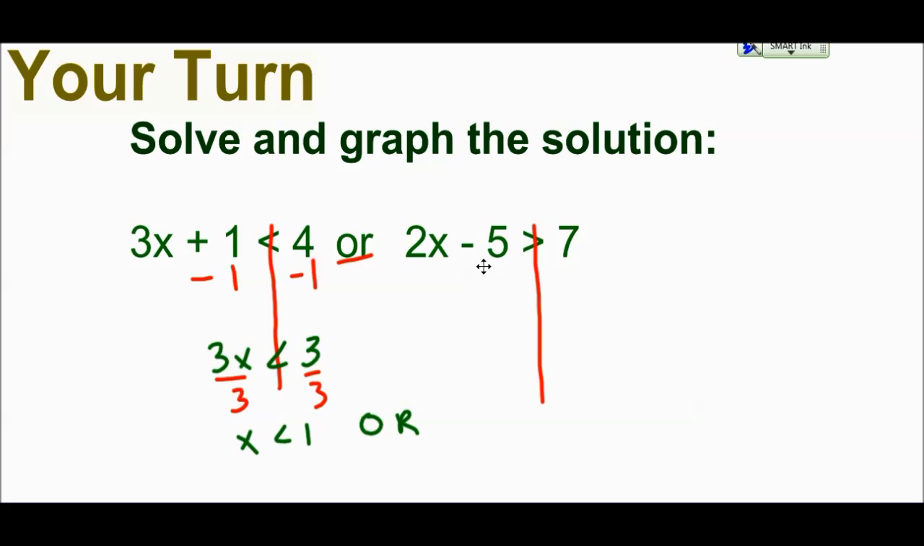Looking at this one, I'm going to solve it too. So look at the steps. The first thing I need to do is undo this minus 5. So I'm going to add 5 to both sides. This leaves me 2x greater than 12. From here, I'm going to go ahead and divide both sides by 2 to undo this multiplication. And so I'm left with x is greater than 6.